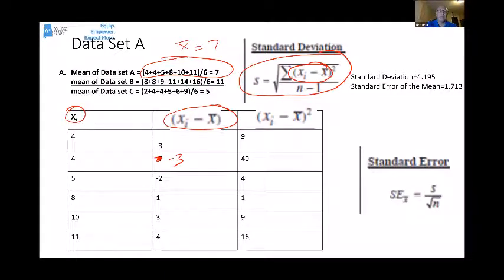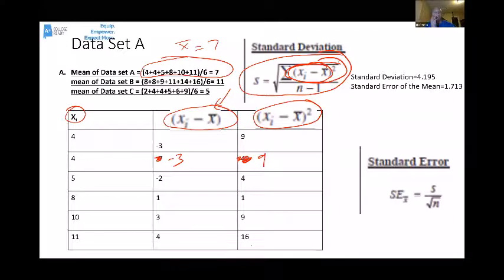All right. Now I went ahead and made a column that takes into account this whole piece right here. So xi minus x bar squared. So I squared this column. So -3 squared to get 9. This should be -3 squared to get 9. -2 squared to get 4. 1 squared to get 1. 3 squared to get 9. And 4 squared to get 16.